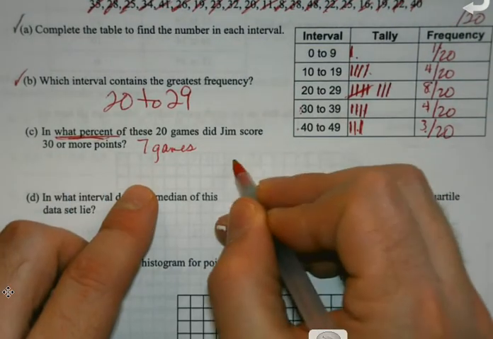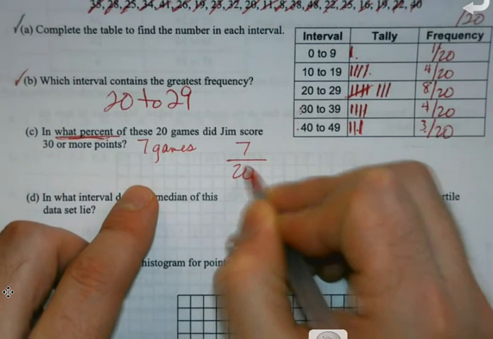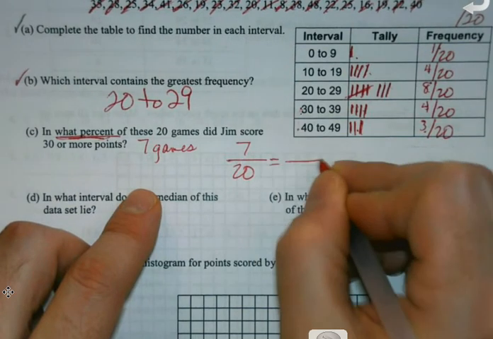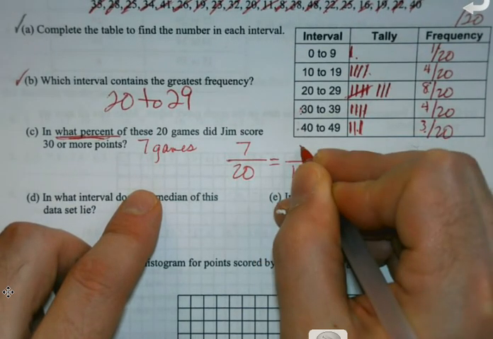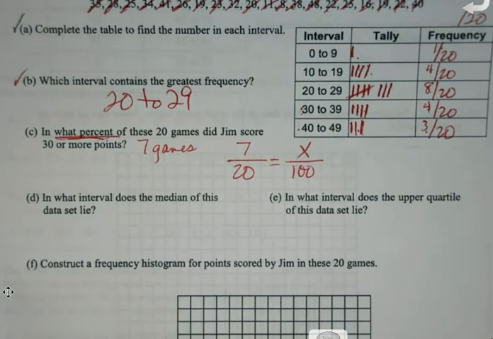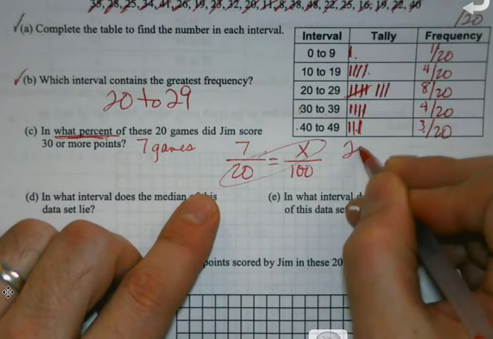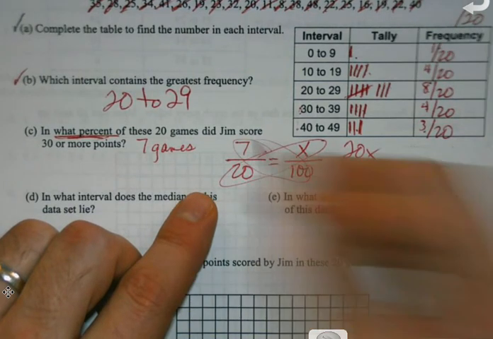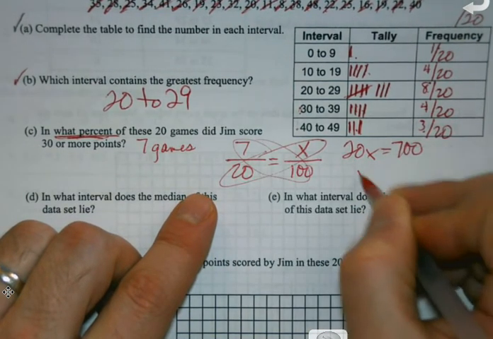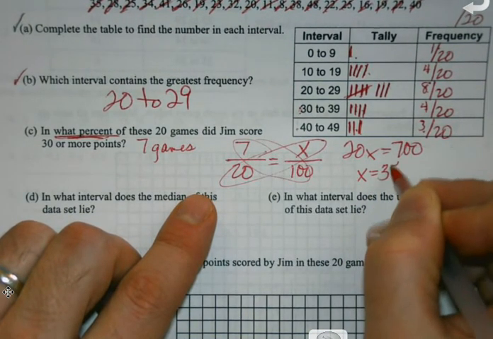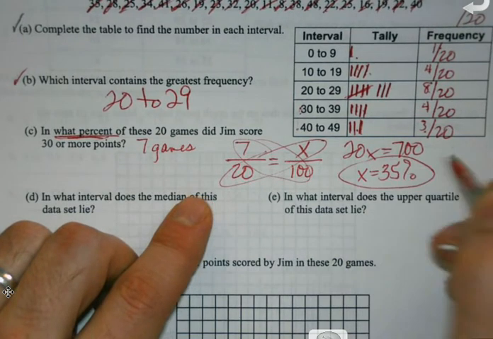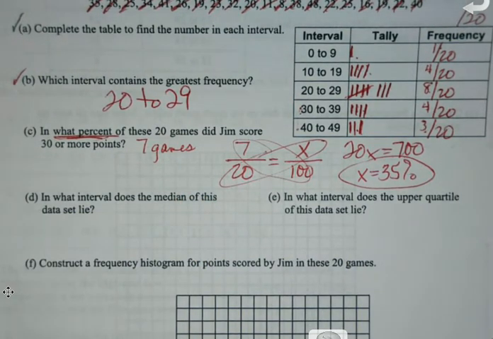So 7 games out of 20, and x would be my percentage on this, because the percent proportion is probably going to be the easiest way to go for most of you. So we cross multiply. And it looks like about 35% of the time Jim scored 30 or more. That's pretty good.